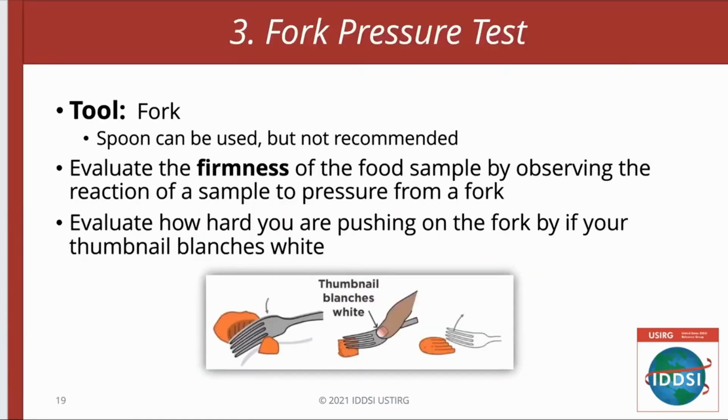Now let's learn about the fork pressure test. The tools needed are a fork. A spoon can also be used, but it is not recommended. Evaluate the firmness of the food sample by observing the reaction of a sample to the pressure from a fork. Evaluate how hard you are pushing on the fork by if your thumbnail blanches white. As you can see in the picture, you separate a sample of the food and press a fork into it.